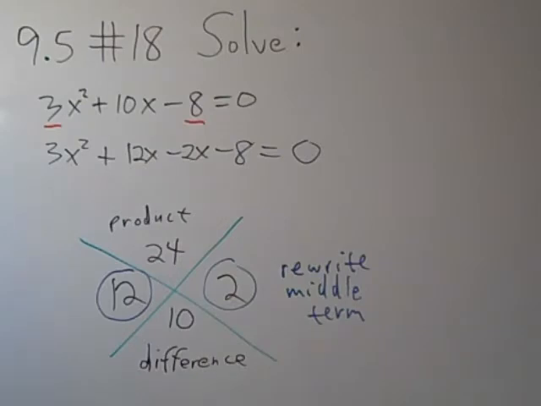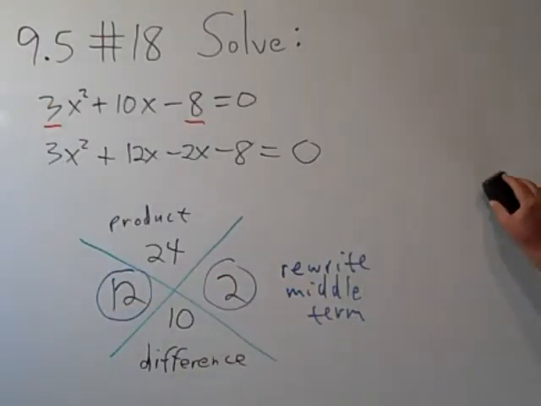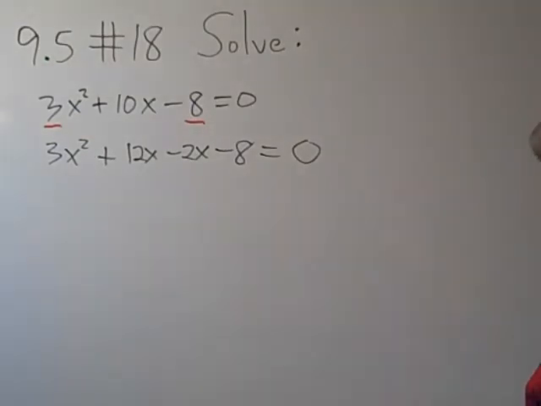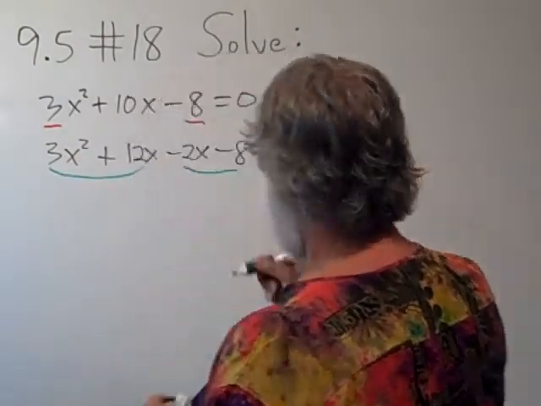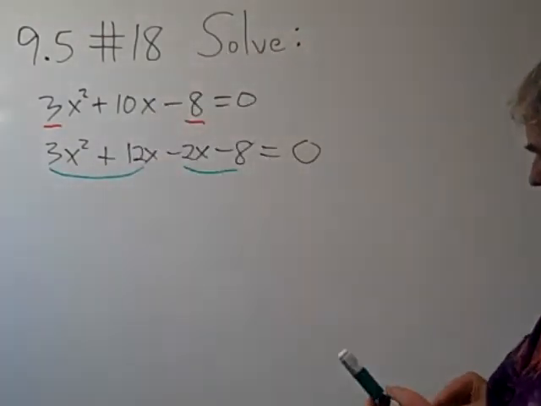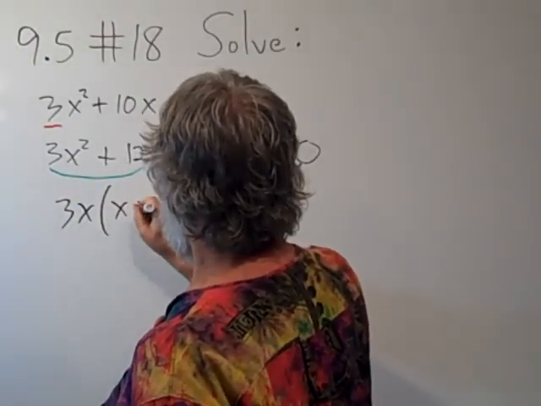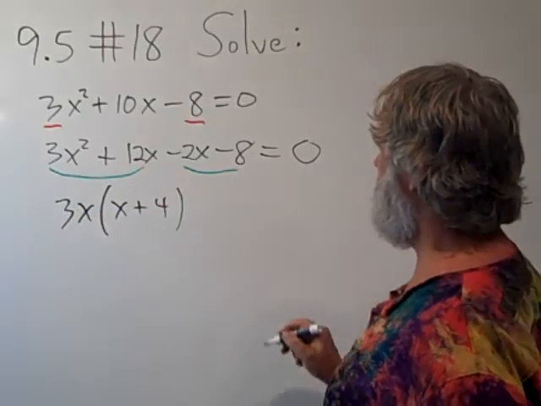And now factor by grouping will work to finish up the factoring here. So we don't need our little chart here anymore. We've finished this stage. And now we use factor by grouping to finish off this problem. Factoring the first and second two terms separately, we can factor 3x out of the first two terms times x plus 4. It's 3x times x is 3x squared, and 3x times 4 is 12x.